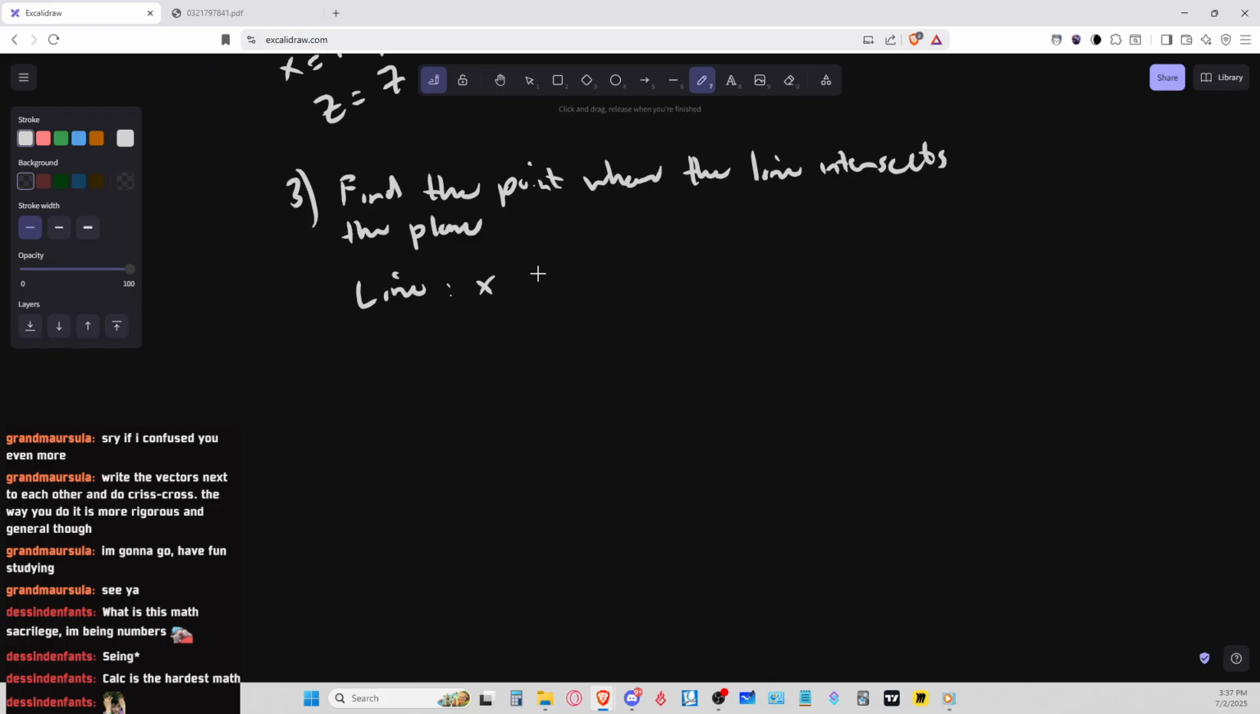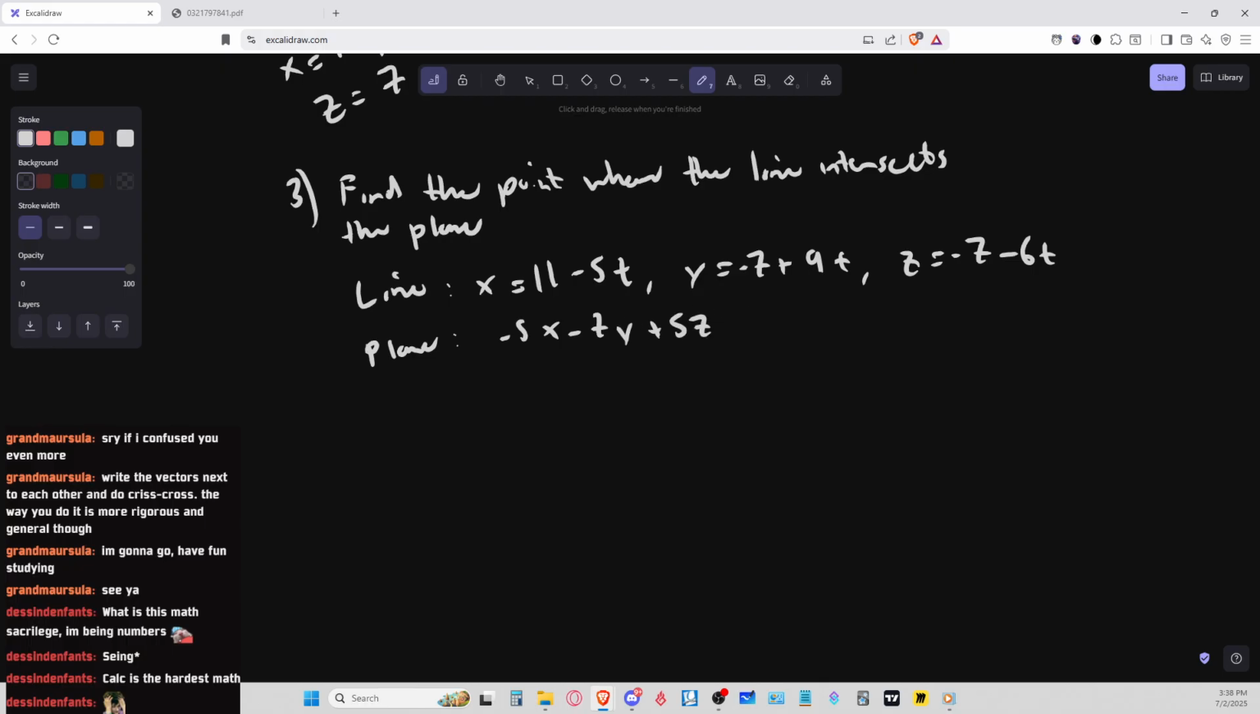Line. Then we have a plane, which is e to 5x. Yeah, this is not going to look nice. I know that for a fact.